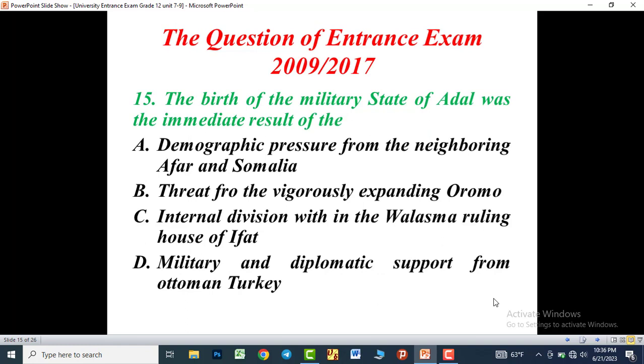Question number 15. The birth of the military state of Adal was the immediate result of A. Demographic pressure from neighboring Afar and Somali. B. Treaty from the vigorously expanding Oromo. C. Internal division within the Walasma ruling house of Ifat. D. Military and diplomatic support from Ottoman Turkey.